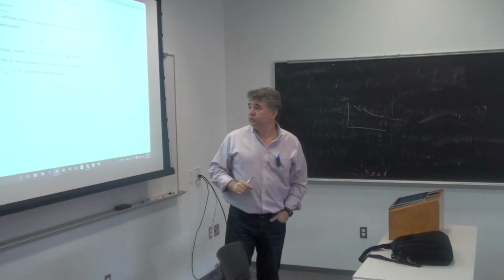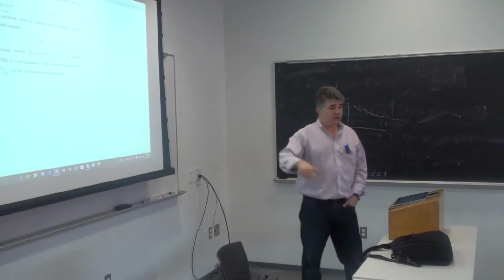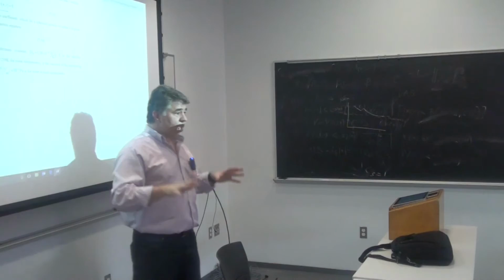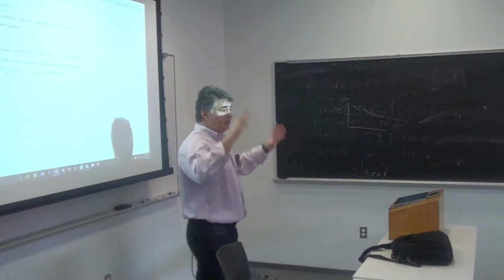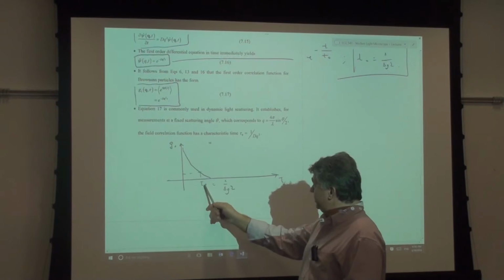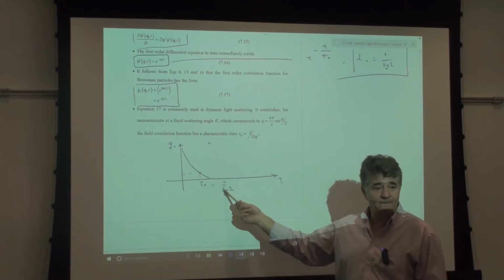Let's see if it makes sense. If I increase the temperature, my D goes up, right? Increase the temperature, the particles get more agitated. That makes sense. I increase the viscosity, the diffusion goes down. That makes sense. I reduce the particle size, diffusion goes up. That makes sense too. Now let's look at our measurement. If I measure a short correlation time, my D is big, which means my particle is small.